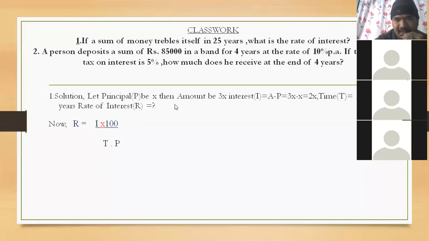Principal suppose x, amount will be treble. Treble means what? 3x. Then interest equals A minus P, it will be 2x. Time equals what is given there? 25 years. If you put the values like this, then cancel x, and it will come 25 for the 4 into 2, what will be?